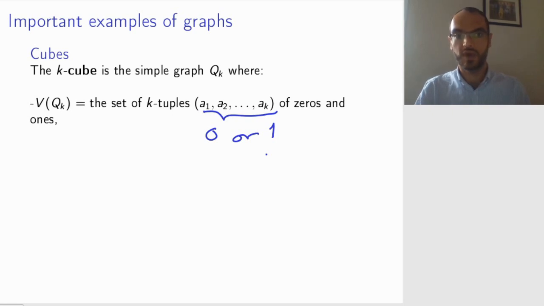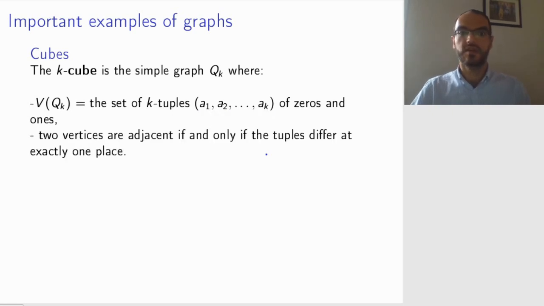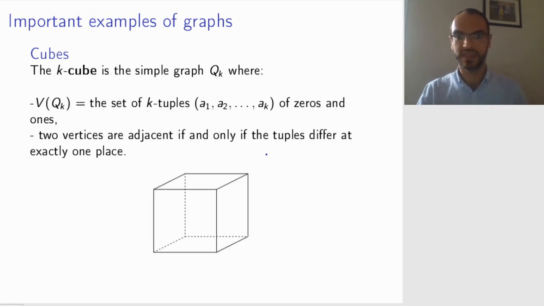And what are the edges? Well, it's a simple graph, so you only need to know whether or not there exists an edge between two vertices. And you look at the two tuples, and then you see how much of a difference there is between them, and you draw an edge if and only if the two tuples differ at exactly one place. Okay, this was a lot. Let's look at an example.